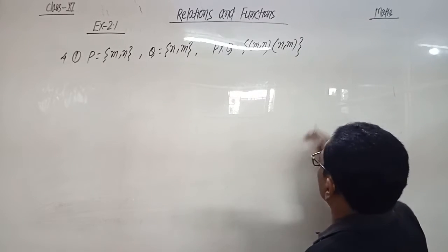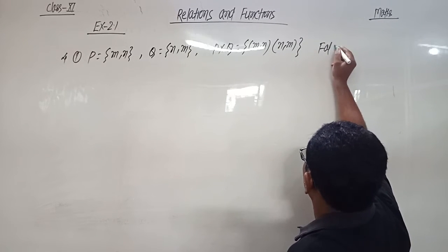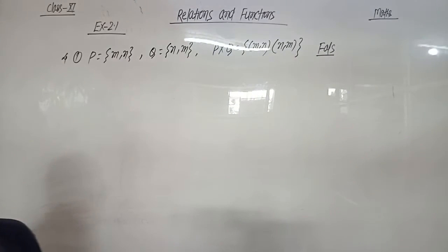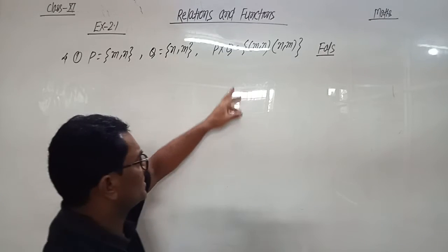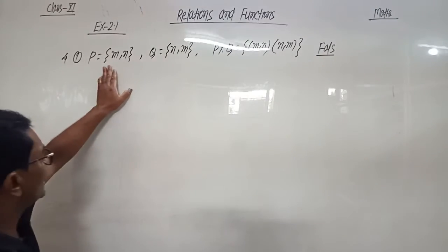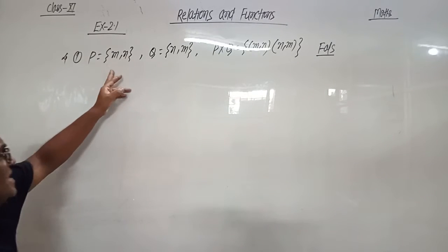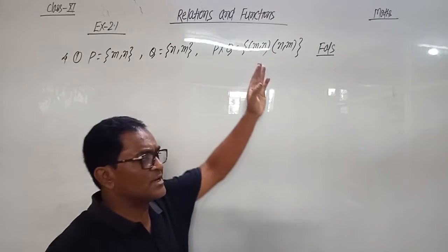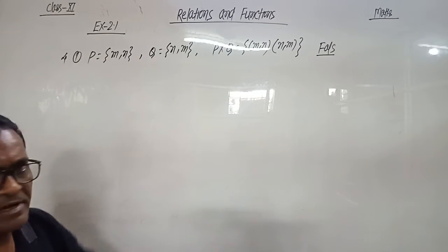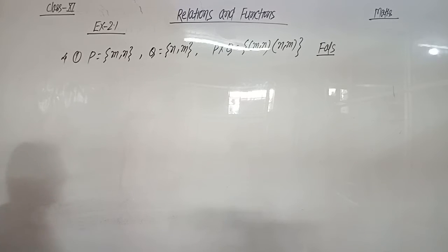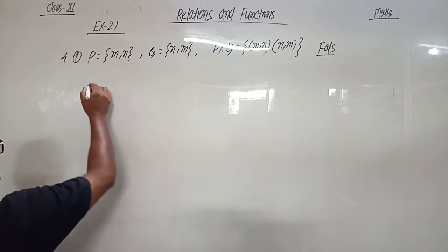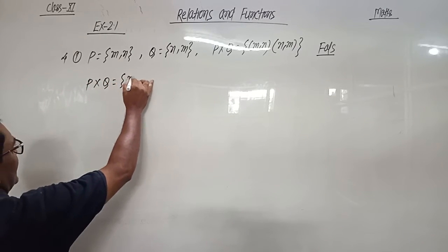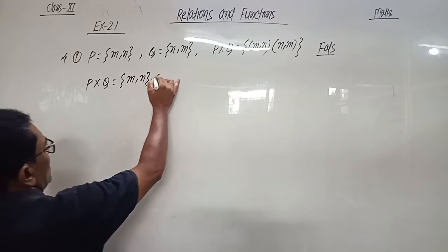So this is a false statement, because P cross Q means Cartesian product, and the number of ordered pairs in the Cartesian product must be the product of the number of elements of P and Q. P has two elements and Q also has two elements, so the ordered pairs must be 4. But there are only 2 ordered pairs. So this statement is false. Now we have to rewrite the correct statement. So the correct statement is: we write set P cross set Q.